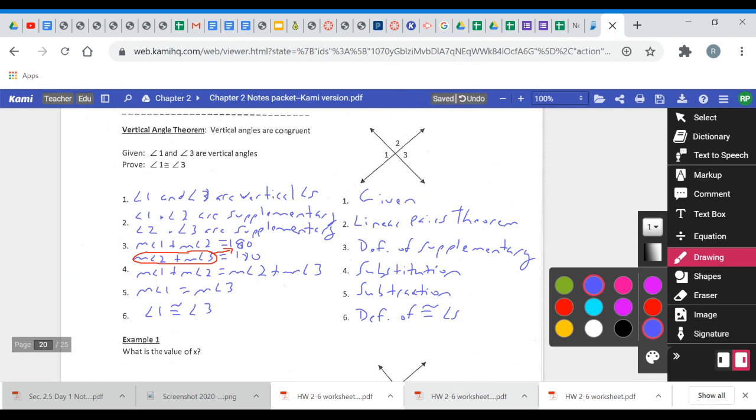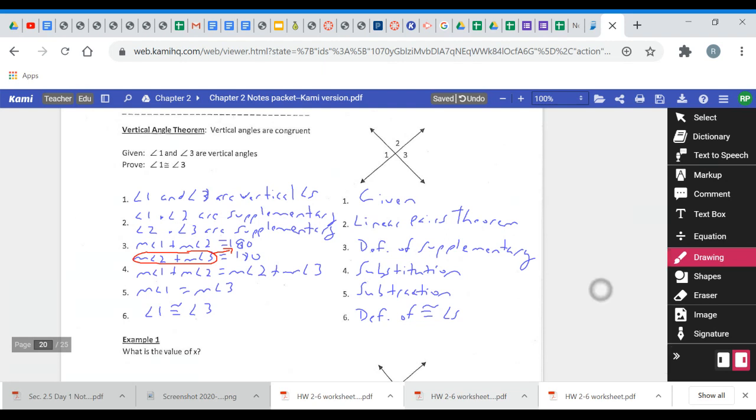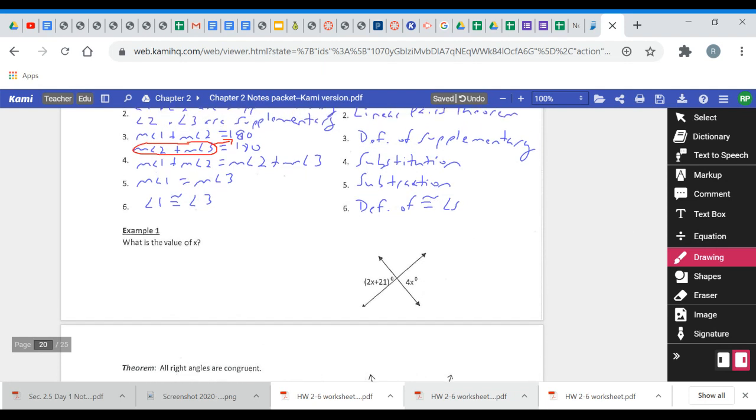Now that we've proven that vertical angles are congruent, and that's a true thing, we can use that to solve other things. There's just one little problem here: these little zeros in the picture are supposed to be degree symbols. I think that just didn't come out very well. So if we know that these are vertical angles and we know that they are congruent to each other, we can set those equal to each other and solve. In this case, I solve and I get 10.5.